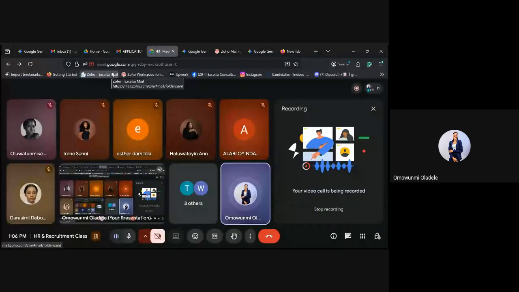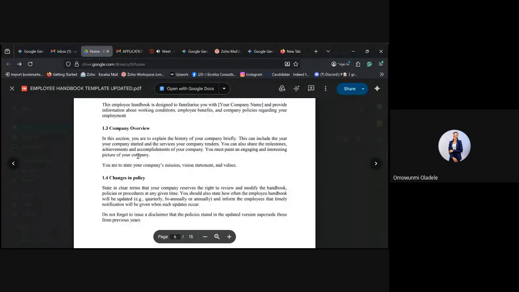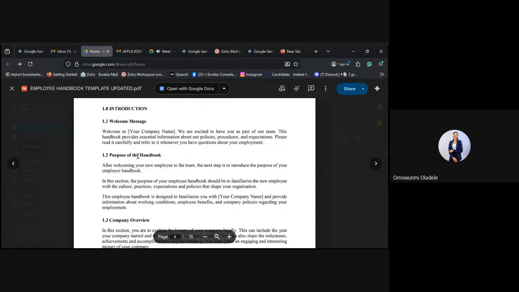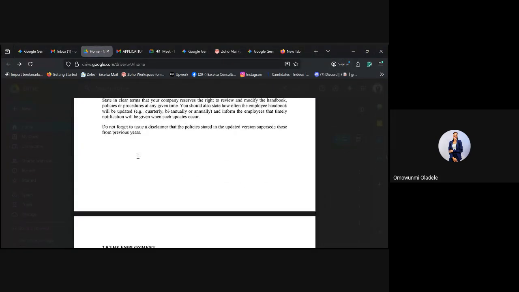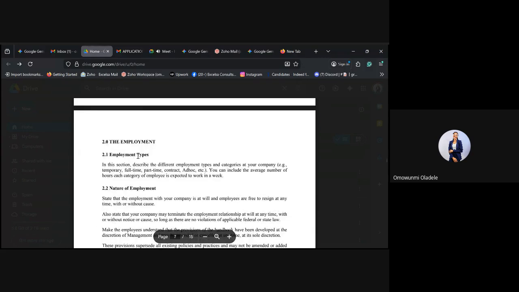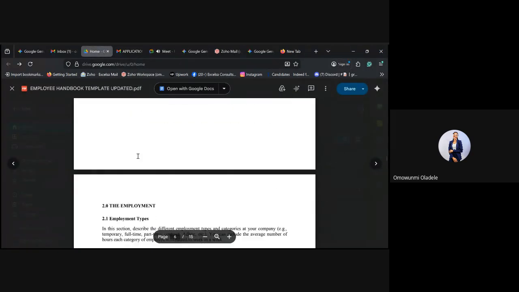So for the handbook, there are a lot of things you need to take into consideration. It starts from the company's overview, the purpose of the handbook, welcome messages, and the reason why this policy needs to be in place, which is the purpose of this handbook or the policy that you want to do. There are different things you want to put in a policy.